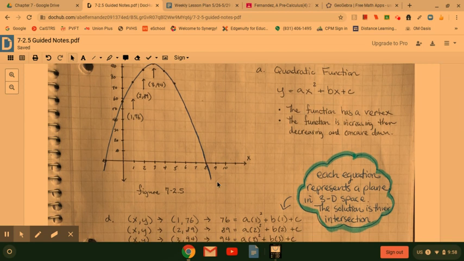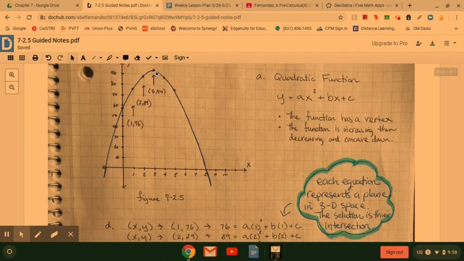So this is a quadratic function because the function has a vertex, which is unique to quadratic functions, and the function is increasing, then decreasing, and it is concave down. Okay, you can consider this the cave, and the cave is facing down. What's the general equation of a quadratic function? That's why we want to know if it's a quadratic or not. y equals ax squared plus bx plus c.